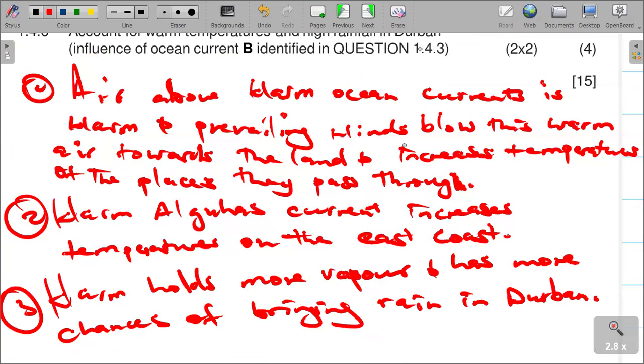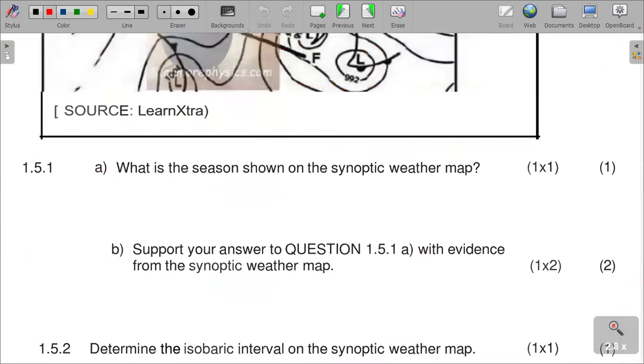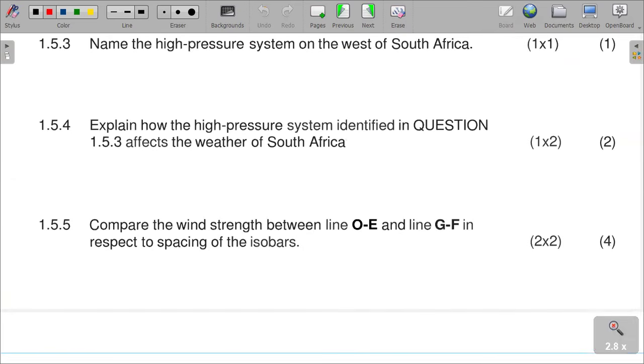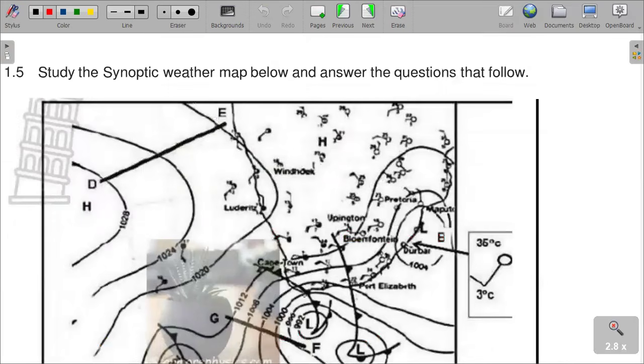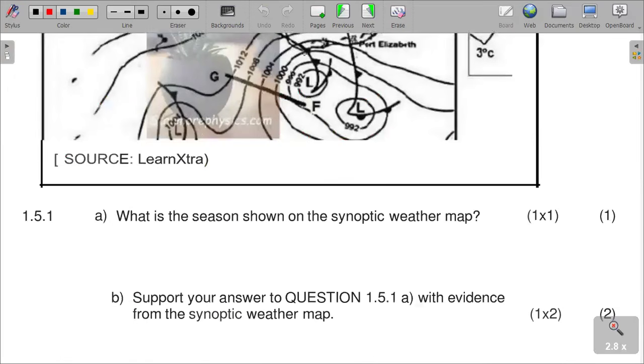And then lastly, the last question here is showing the synoptic weather map, and we need to understand what season is shown on the weather map. What season is shown on the weather map? It's a synoptic weather map, and we need to know the season which is on the weather map.